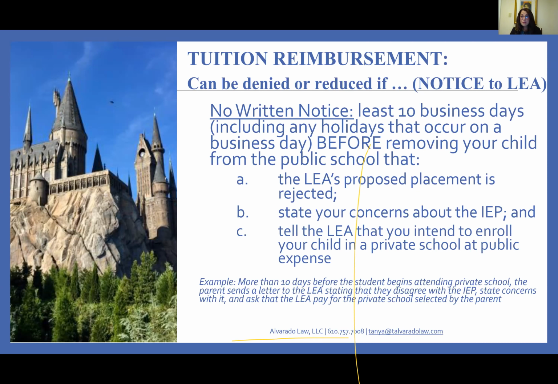If you're at an IEP meeting, you don't have to wait the 10 days. If your IEP meeting is 3 days before you're going to pull your child out, then that's enough. It's either at the IEP meeting, or if you have to send written notice, the statute wants you to give the district at least 10 business days. That's 2 weeks. And if there's a holiday in there, because there always is, Labor Day at the beginning of the school year, you have to add another business day. It's 11 business days. So just keep that in mind.